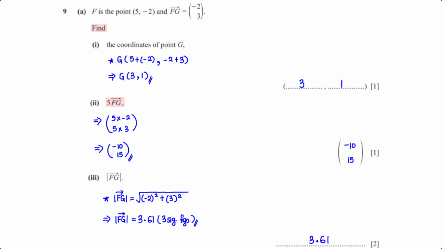Find 5 times FG. All we need to do is multiply each element in vector FG by 5. 5 times -2 is -10 and 5 times 3 is 15.